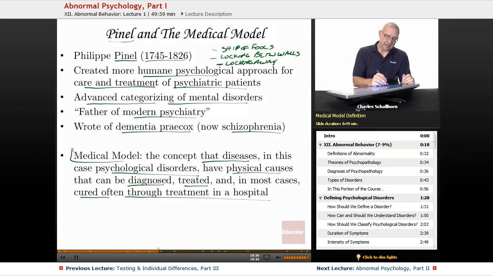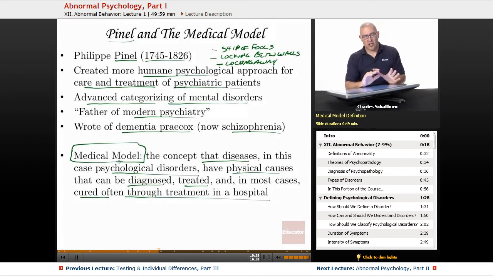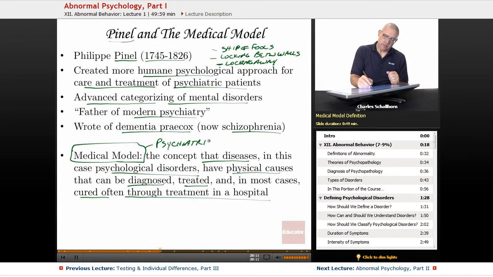And so this whole idea of the medical model has been a huge aspect within psychology and psychiatry, because the medical model is used by psychiatrists. So psychiatrists will use the medical model. And so if they're having these symptoms, what drugs can we prescribe for them?